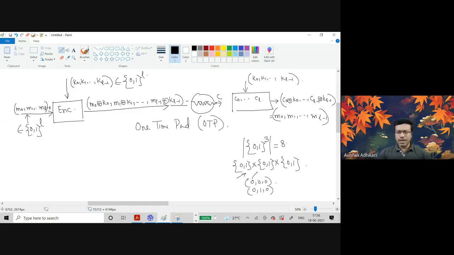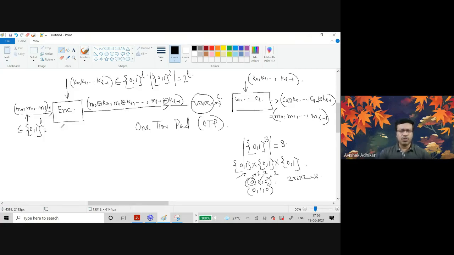So at this position, you have 2 options. At this position, you have 2 options. At this position, you have 2 options. So for each of them, you have basically 4 options for the other 2 options. Okay. So altogether, there will be 2 into 2 into 2 elements. So 8. So here, for {0,1} to the power L, the cardinality will be exactly 2 to the power L.